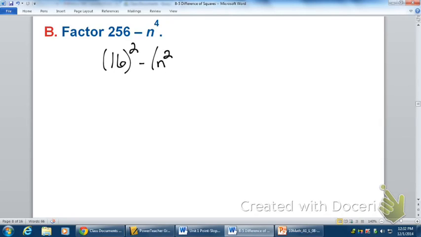And then, of course, we're going to have our n squared. If you square that, that gives us n to the fourth. Okay? So 16 squared gives us 256, and n squared gives us n to the fourth. Pretty simple, right?